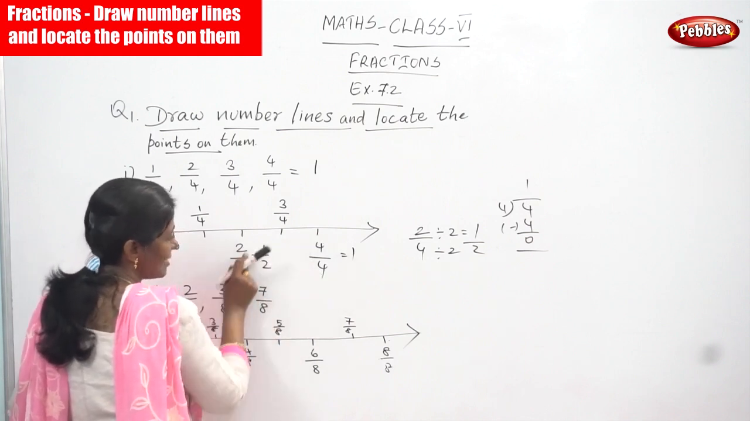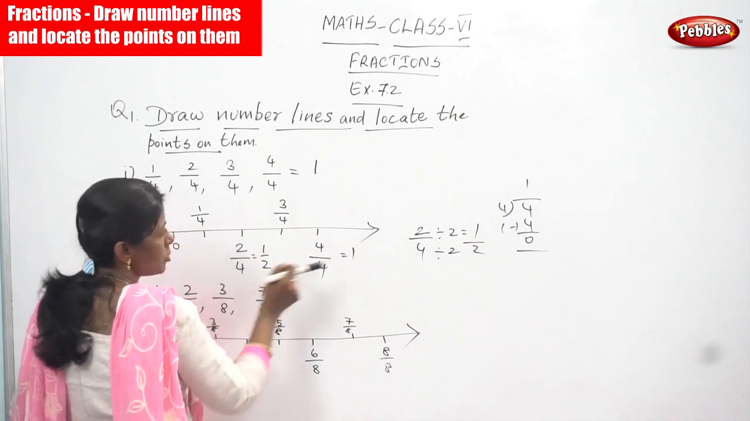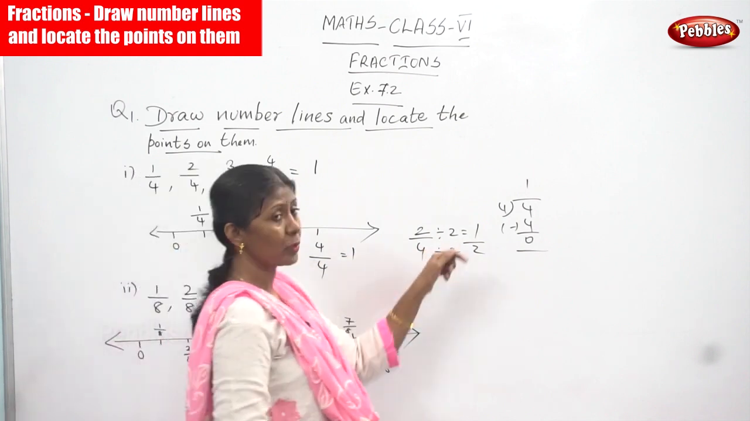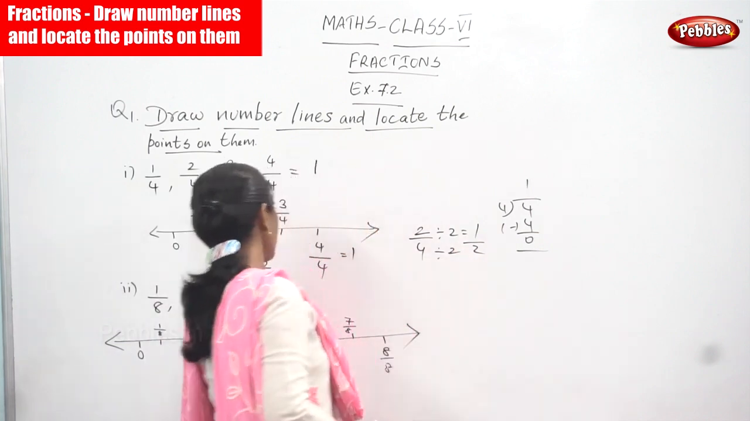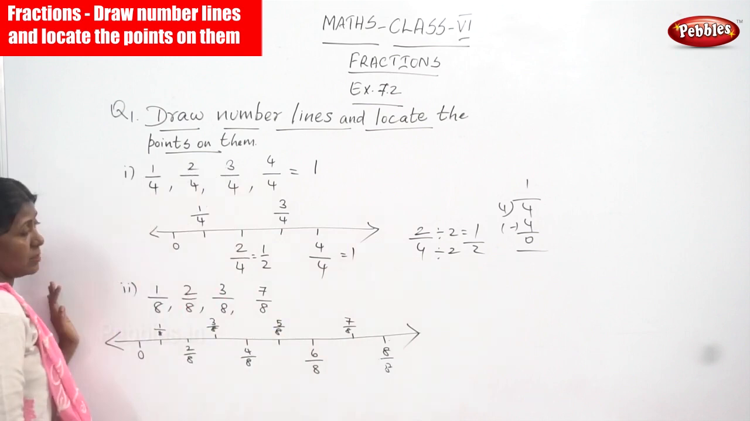2 by 4 means I just want to simplify that number. So 2 by 4, 2 divided by 2 you get 1, and 4 divided by 2, you get what? 2. So you get 1 by 2. I think you understand the first sum.